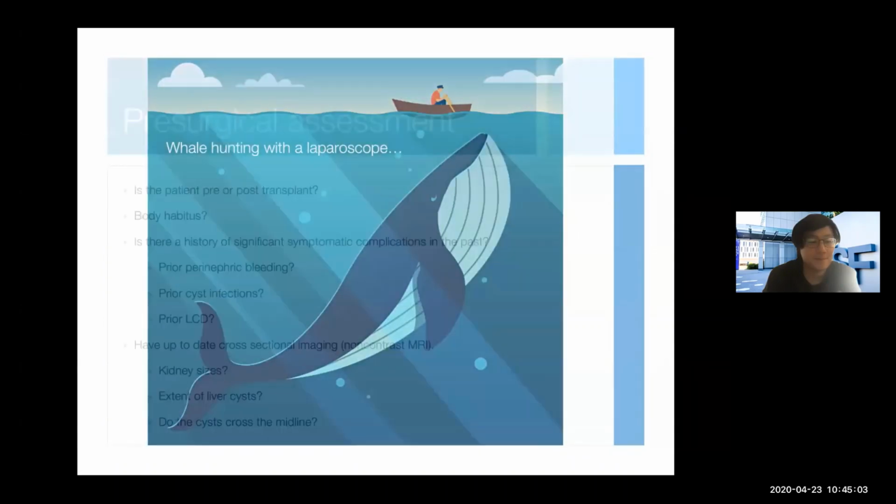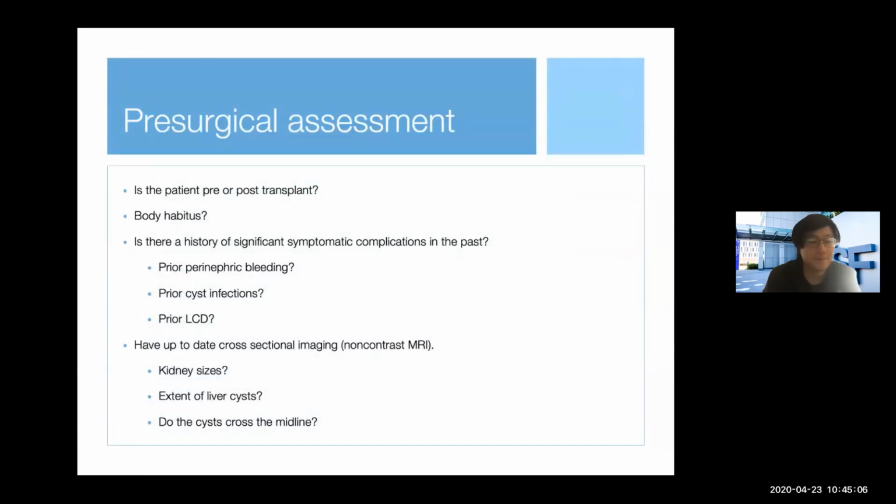When you are going to go whale hunting with a laparoscope, there's a few things you should think about. Obviously, is this a pre or post-transplant patient, and what's their body habitus? Certainly a larger individual is going to be easier to address than a very thin individual in terms of just body size. It's more about height and width than it is their body weight in terms of fat.